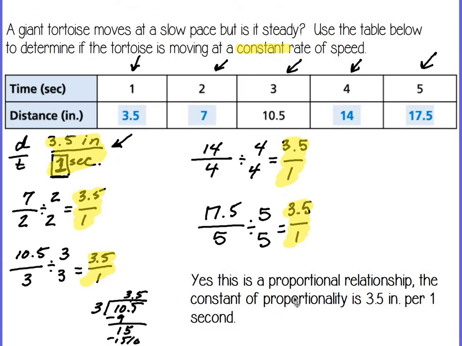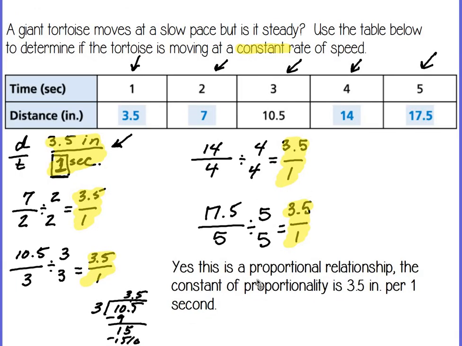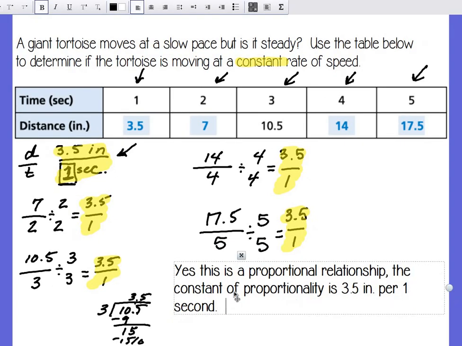So this does a really good job of describing what the constant of proportionality means. If we just want to know what the constant of proportionality is so that we can use it in an equation later on down the road, it would just be 3.5 per 1, which we also know is equivalent to just 3.5.